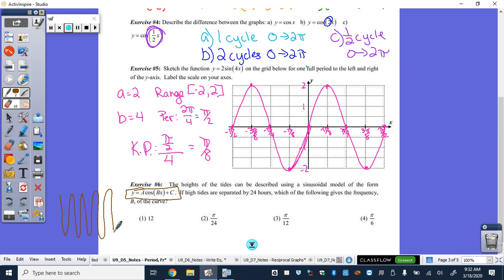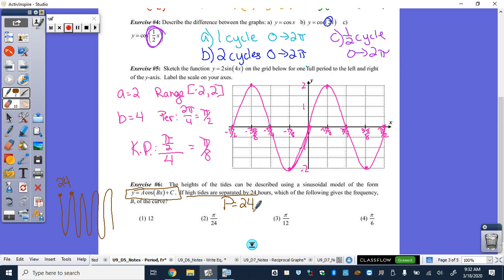So if high tides are separated by 24 hours, so from high tide to high tide is 24 hours, that means our period is 24 hours. It takes 24 hours for it to complete one full cycle. So that is our period.